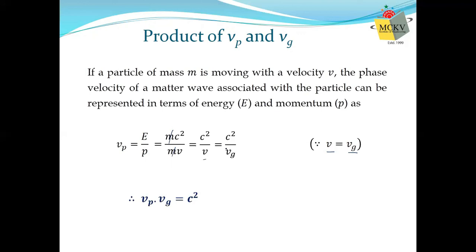See, the velocity of light in free space is constant, 3 into 10 to the power 8 meter per second. Therefore, c square is a constant. Therefore, the product of phase velocity and group velocity is a constant quantity, and that constant is nothing but the square of the velocity of light in free space.